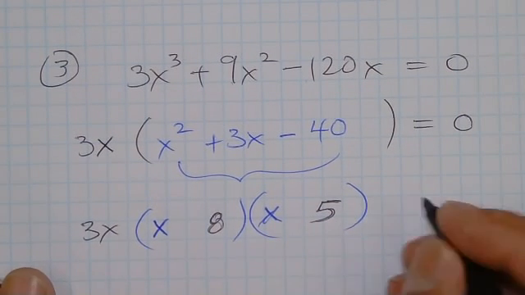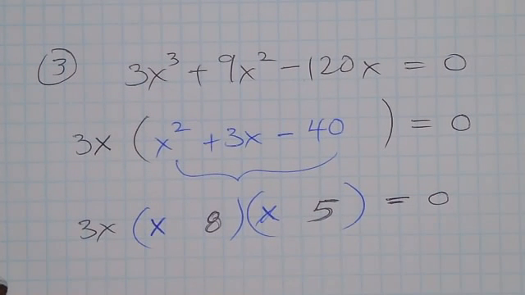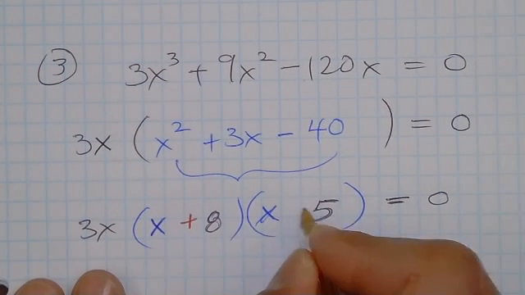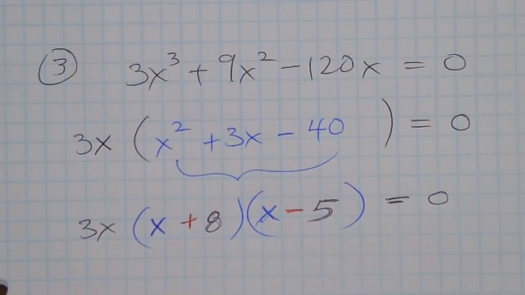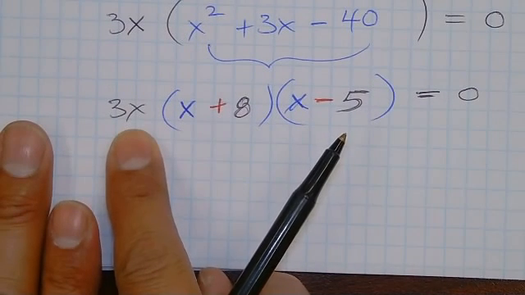I'll put 8 and 5. Doesn't matter if you put the 8 first. What matters is if you have the right signs. Oh yeah, equal to 0. What are the signs that have to go here? Everybody positive 8? And this? That is right. Always check and make sure it's right.